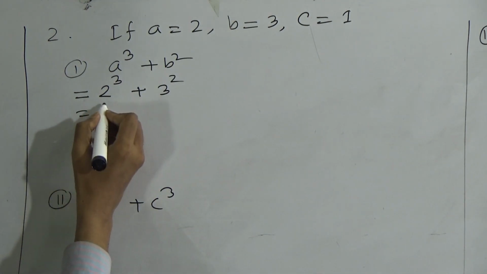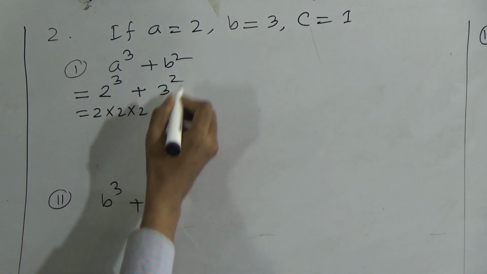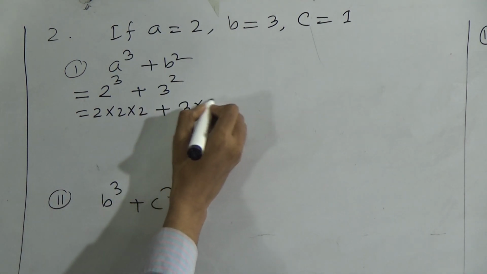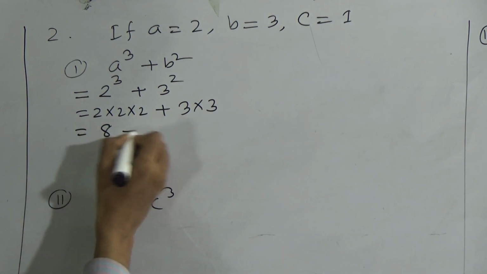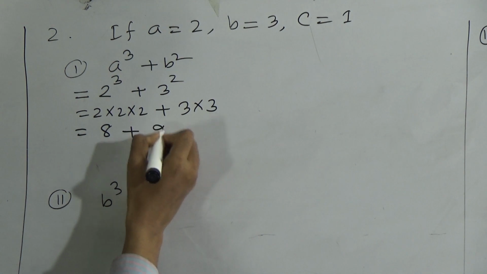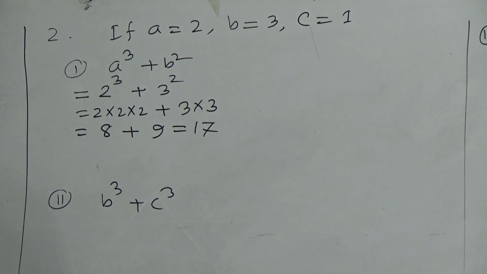Look, 2 power 3 means 2 into 2 into 2, plus 3 square means 3 into 3. That means 2 twos are 4, 4 twos are 8, plus 3 threes are 9. That means 8 plus 9 is equal to 17. Now, this is the result.